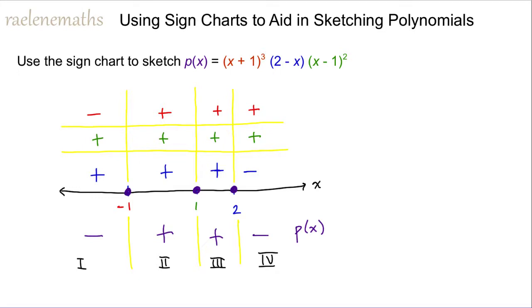In this video I'm going to show you how to use a sign chart to help you to sketch a polynomial function. Here's a polynomial function and it's the product of a cubic times a linear times a quadratic function. In a previous video we solved that polynomial less than or equal to 0 as an inequality. In fact, here's where I did it.